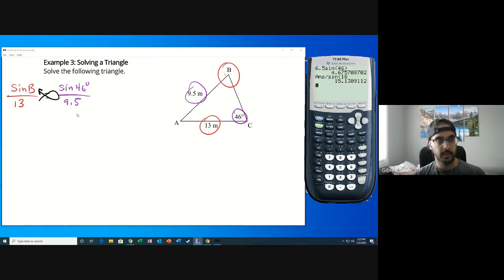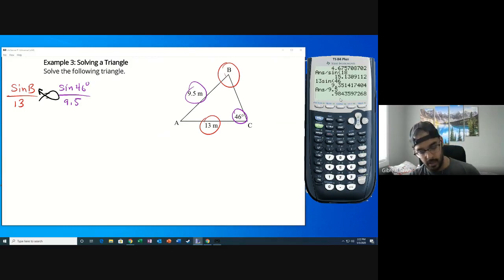I'm going to go in this direction this time. So I'm going to take 13, multiply it by sine 46, hit enter. Then I'm going to divide that by 9.5. And I'm going to get a weird decimal. Now remember, that's not my final answer. That's actually what sine B is.